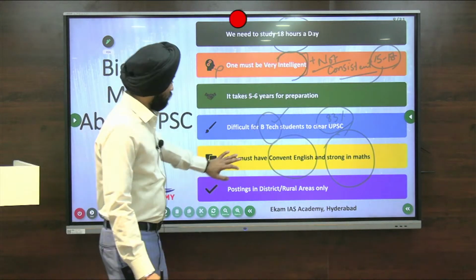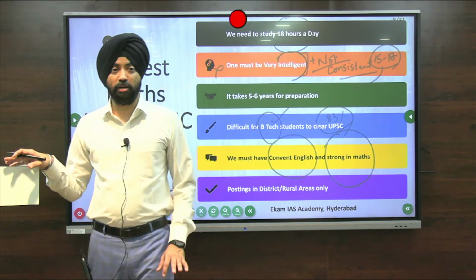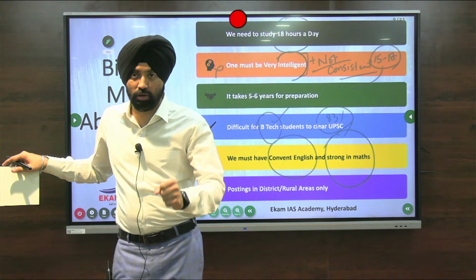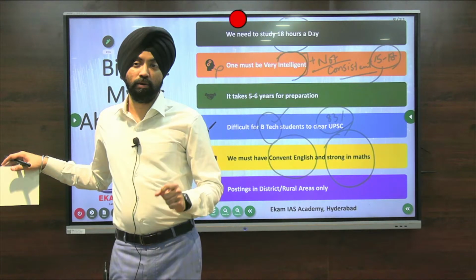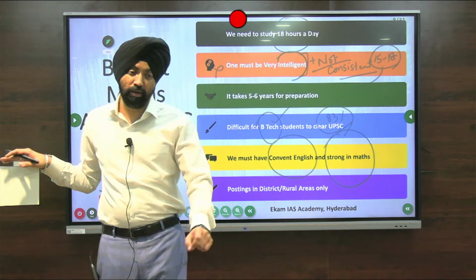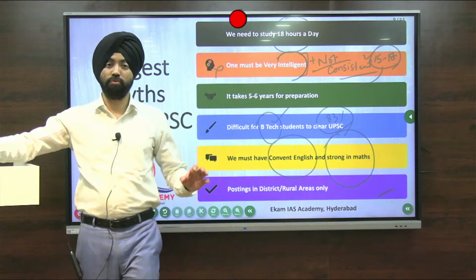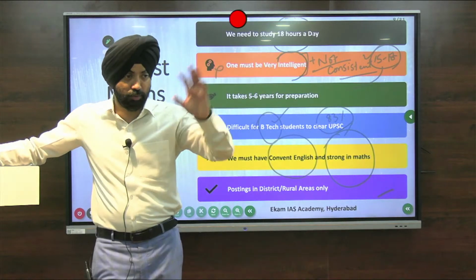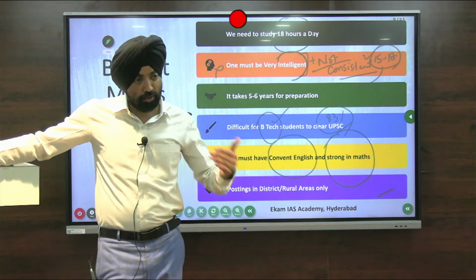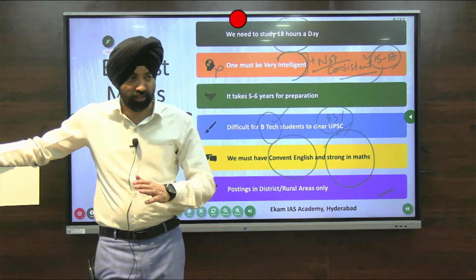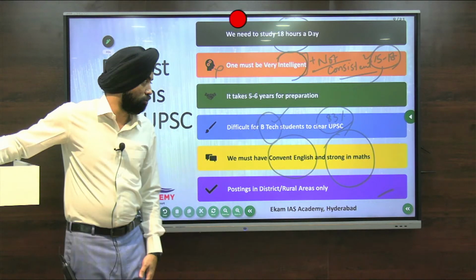You need not have a convent English background, but you should have a strong command of the vocabulary which is required for UPSC. This vocabulary build-up will happen in this 15 to 18 months time frame. So you don't have to study any English book to build your vocabulary. It will come in the process of learning various subjects which are there in your UPSC, right?